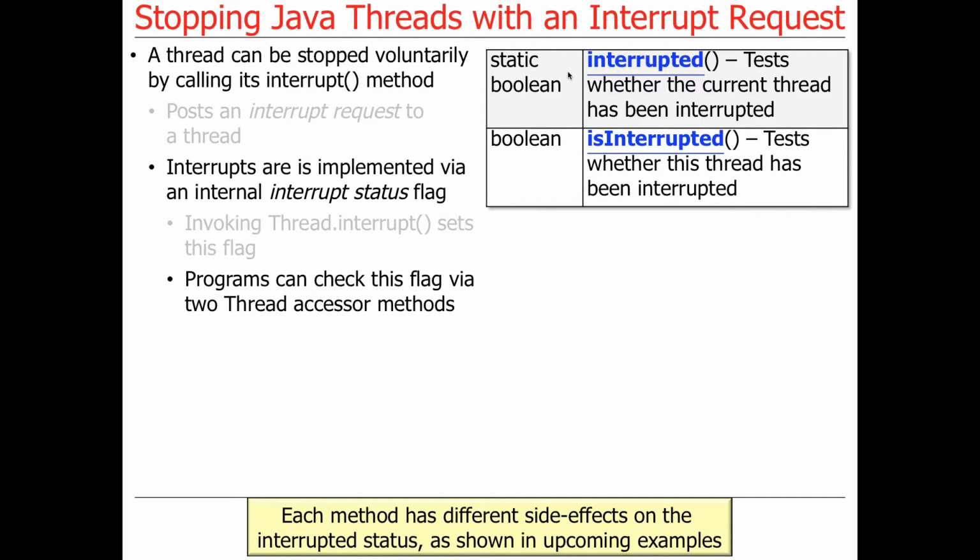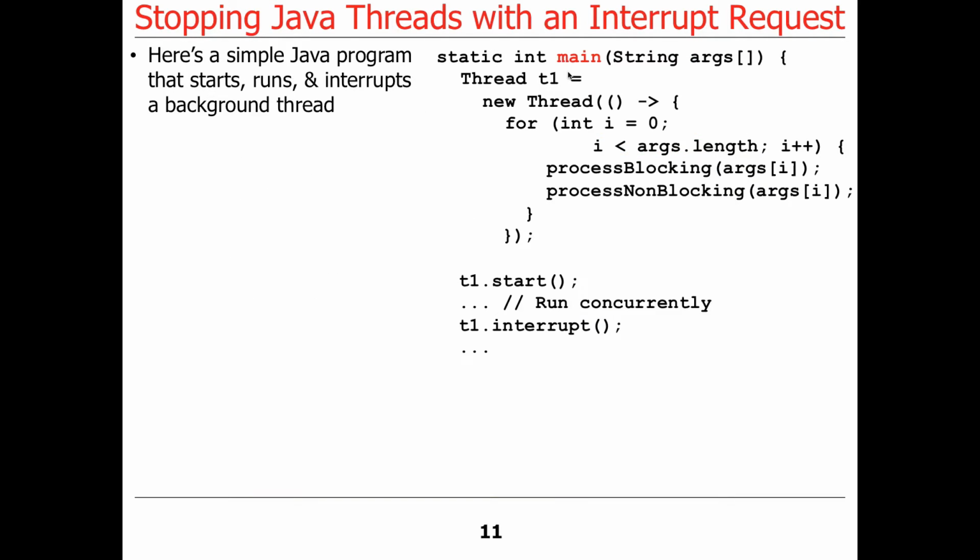This tests whether the current thread has been interrupted. It is a static method, as you can see up here. One of the consequences of calling interrupted is that it also resets the flag, so the thread is no longer interrupted. The other method is isInterrupted, and this is not static. You have to call it on a particular thread instance. It also checks whether the thread has been interrupted, but unlike interrupted, it does not clear the flag. So each of these methods has different side effects on the interrupt status. We'll talk about some examples, and you'll see how it all works.